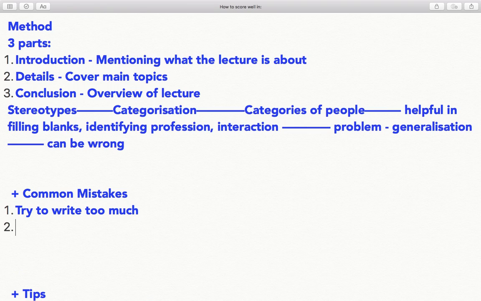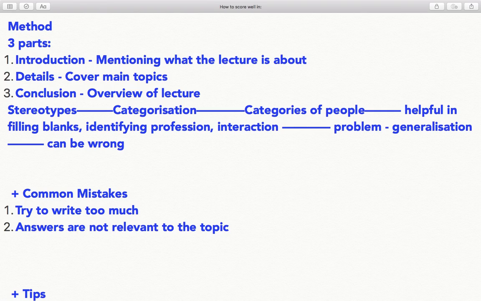The second one that I observe is that the answers are not relevant to the topic. They end up talking about random stuff which has got nothing to do with the lecture.